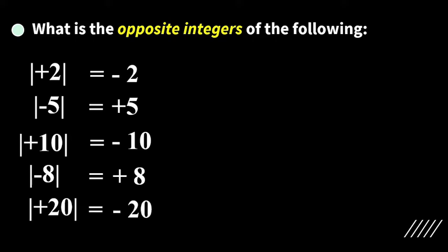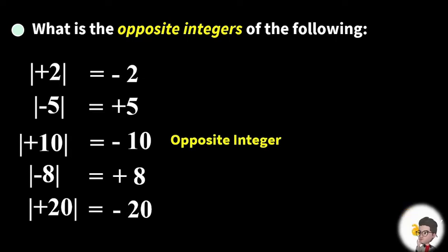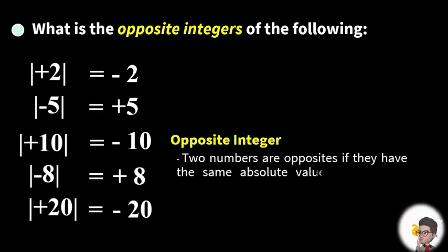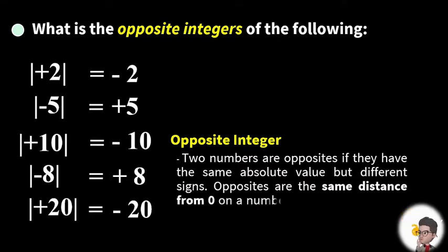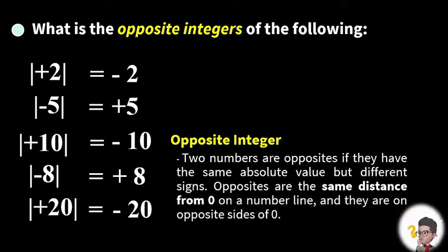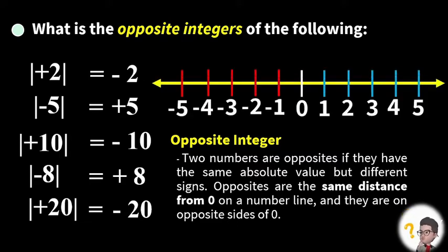As you observe from the given example, what is opposite integers? Opposite integers are two numbers that are opposite if they have the same absolute value but different sign. Let's observe this number line. Positive 2 is opposite to negative 2 because they have the same distance from 0 and they are on opposite sides of 0.